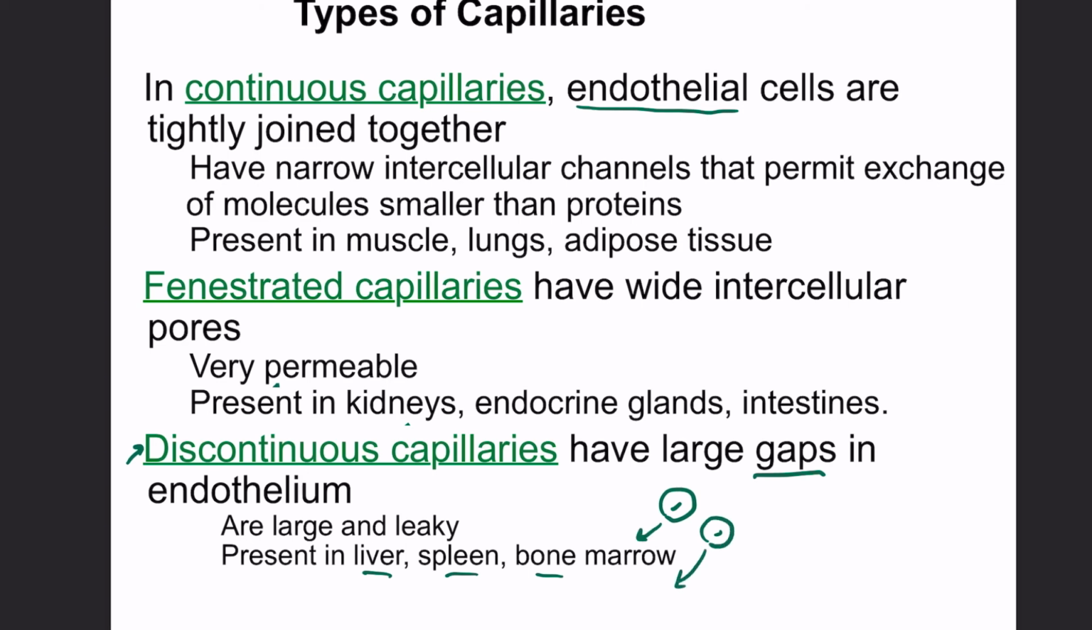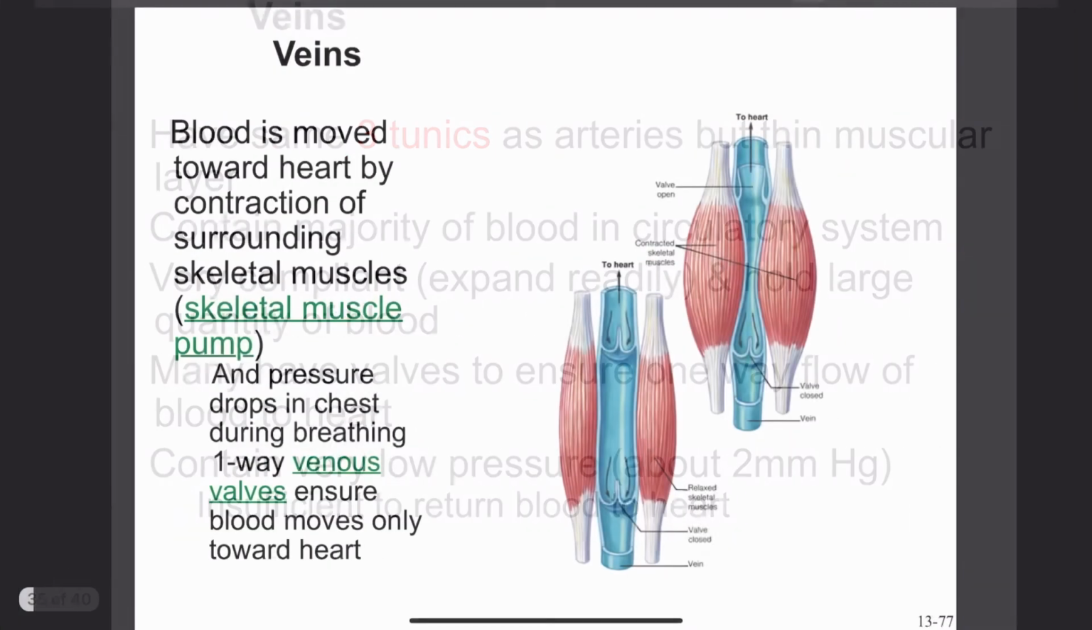We have bone marrow producing blood cells, so that's where red blood cells or white blood cells can be moving in and out. And in the liver and spleen, this is where they get destroyed, right? And so they'll be moving in and out here too. So in these areas, we have discontinuous capillaries.